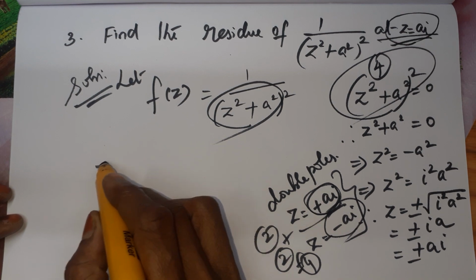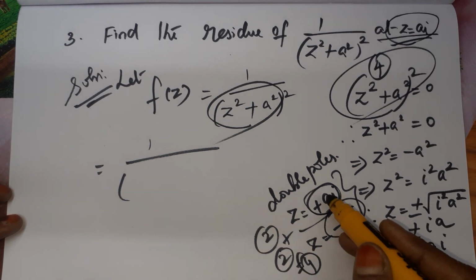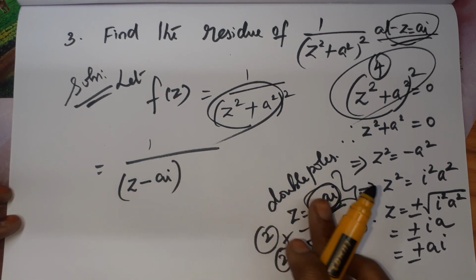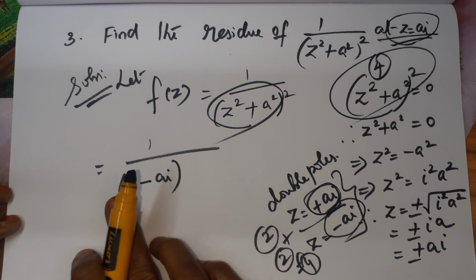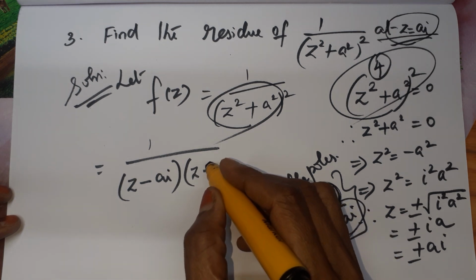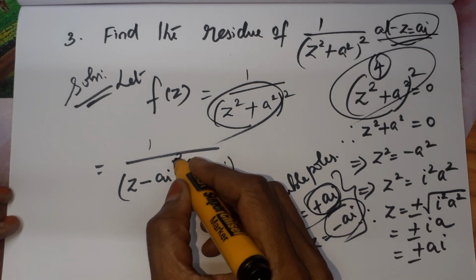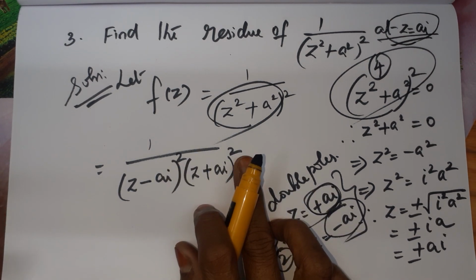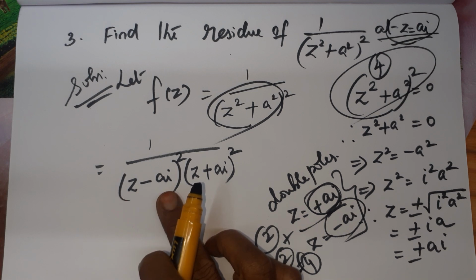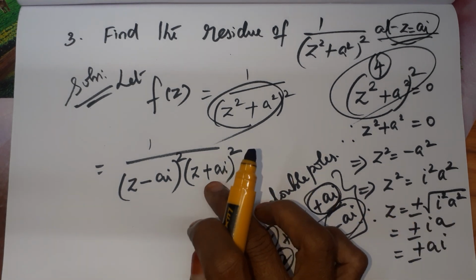So first let us split this and write it. 1 by z square plus a square the whole power 2. What are the factors we got? Plus ai, minus ai. So for plus ai, we have to give a negative sign: z minus ai, that is a factor. For minus ai, z minus of minus ai, so it is plus: z plus ai, that is the other factor. Both are double poles, so here the whole squared comes, and here also the whole squared comes. Totally power 4. Okay, so I repeat, we have split this using the poles. If it is plus ai, then z minus ai is the factor. If it is minus ai, then z minus of minus ai, that is z plus ai, is the factor.